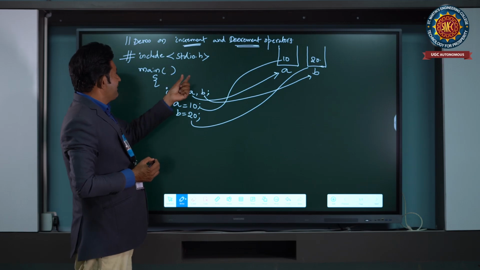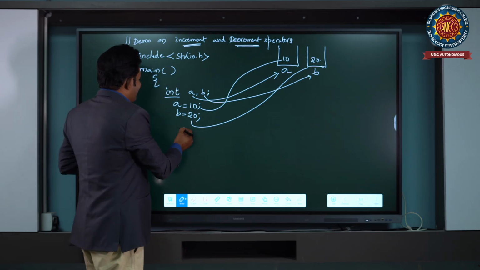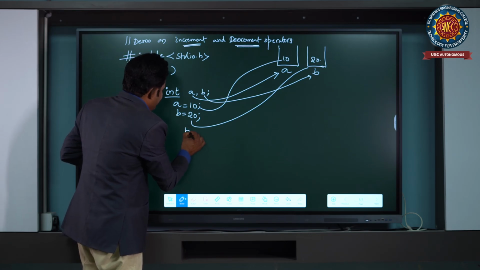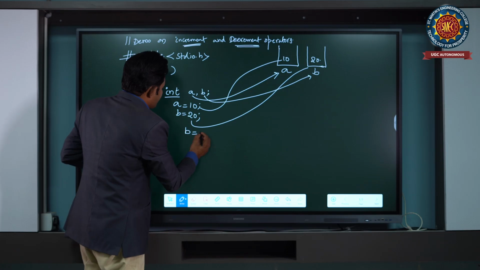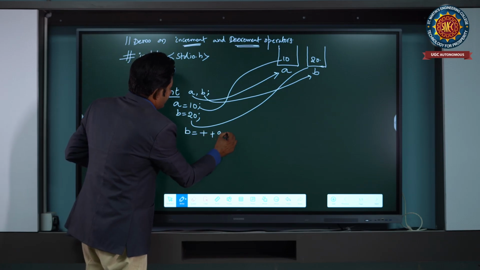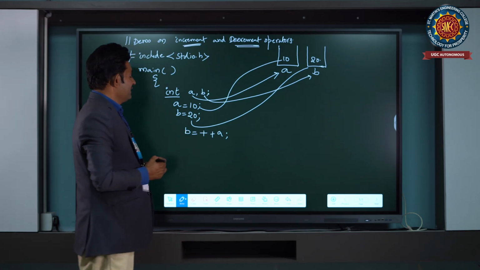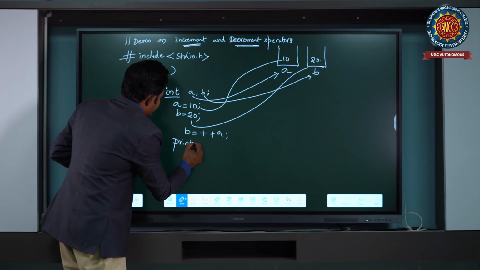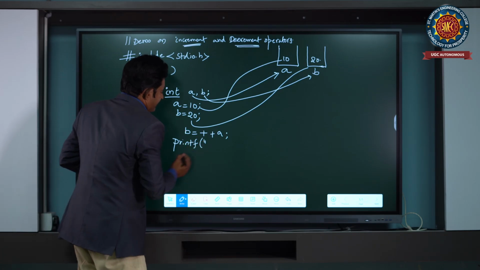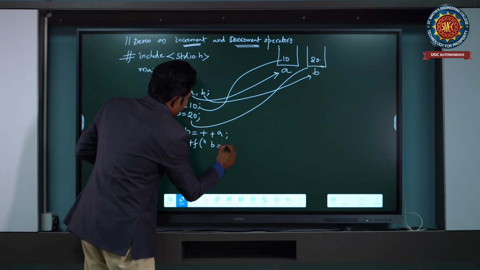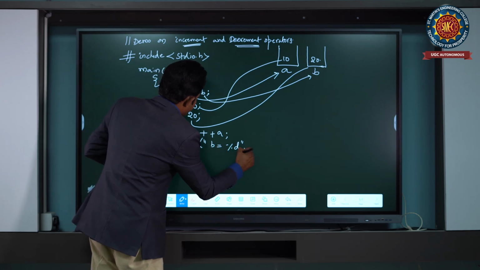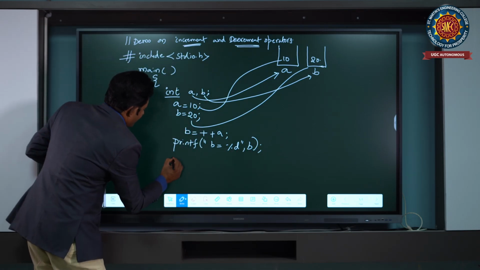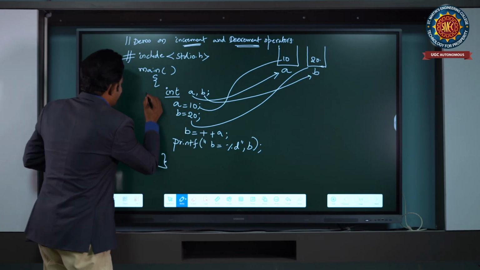Now our job is increment and decrement. Now I will write here: b is equal to plus plus a. b is equal to plus plus a. Then printf, b is equal to percent d, comma b. Now I will close this brace.